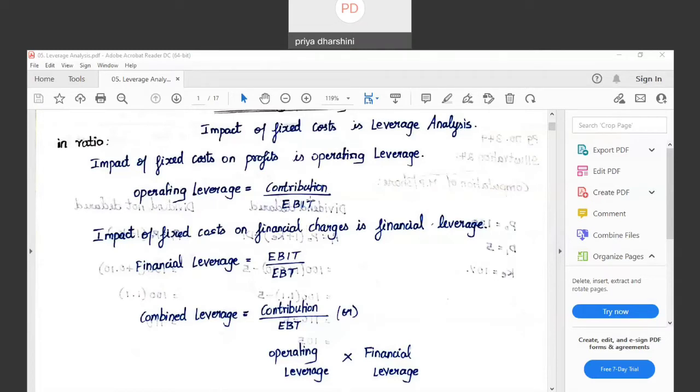What is the formula for operating leverage? Contribution by EBIT. What is the formula for financial leverage? EBIT by EBT. When I multiply both, what will happen? EBIT in the numerator and denominator will get cancelled. You will end with contribution by EBT. Is this understood so far?